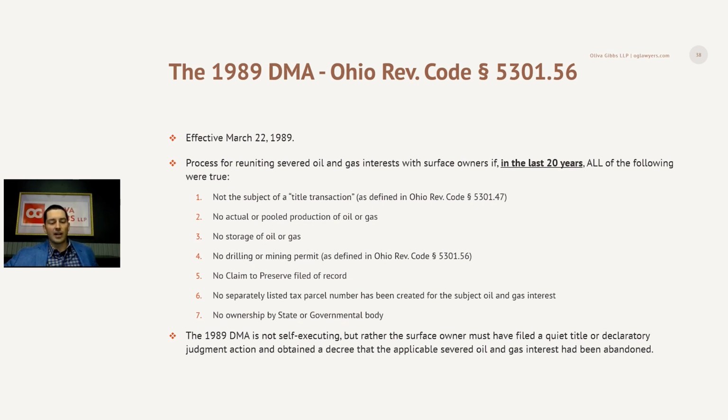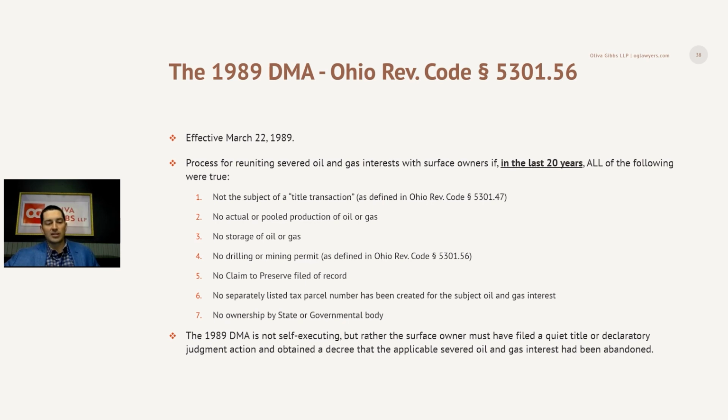So under the 89 DMA, the following is required. They can't be the subject of a title transaction as defined in section 5301.47. So for example, a title transaction would be if the holder conveyed the severed mineral interest by a warranty deed, quitclaim deed, or other instrument, or if the holder executed an oil and gas lease concerning the severed interest. There can be no actual pooled production of oil or gas, no storage of oil or gas, no drilling or mining permit, no claim to preserve filed of record, no separately listed tax parcel number created for the interest, and no ownership by the state or a governmental body.